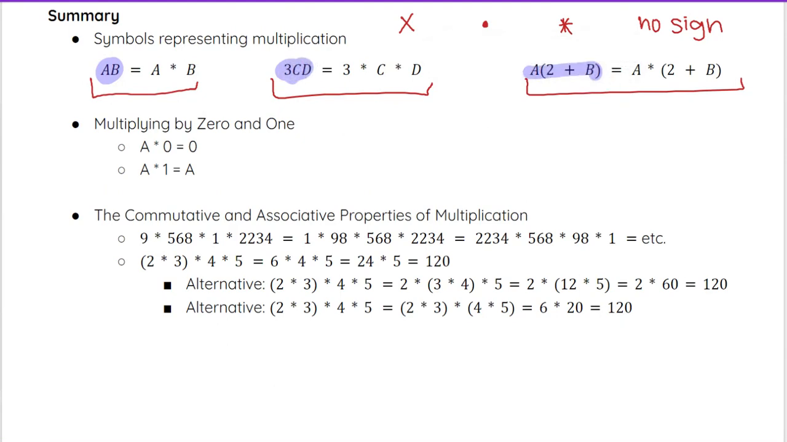Okay. And then our next topic that we looked at was multiplying by 0 and by 1. Remember, anytime we multiply by 0, we get 0. Anytime we multiply by 1, we get what we originally started with. So A times 1 is just going to be A. And then finally, the commutative property of multiplication allows us to change the order of the numbers, like we saw in this example here. And then the associative property of multiplication allows us to change the grouping of the numbers, to group them in a different fashion so that we multiply different pairs together first and then go from there.